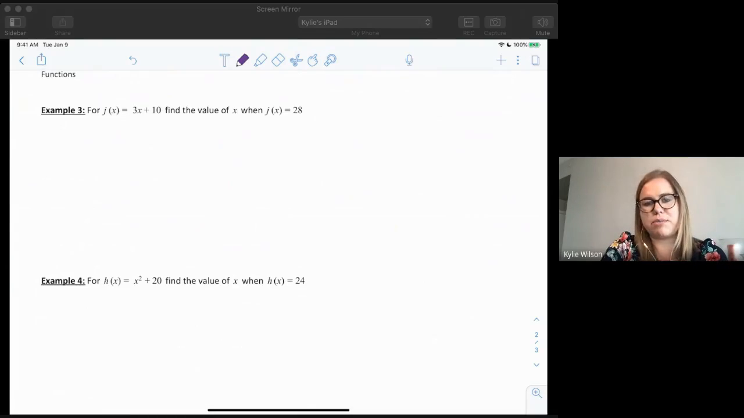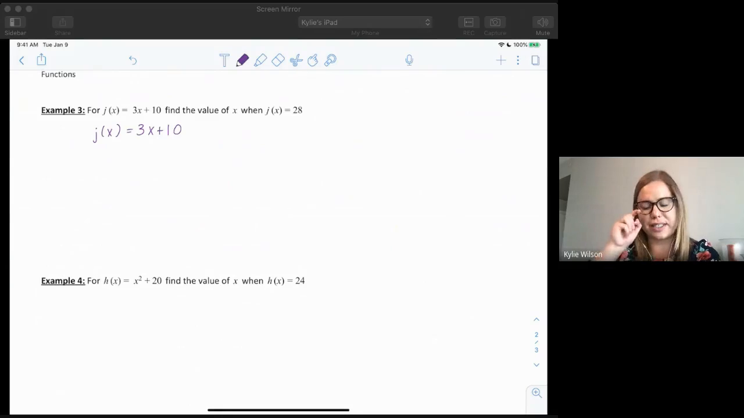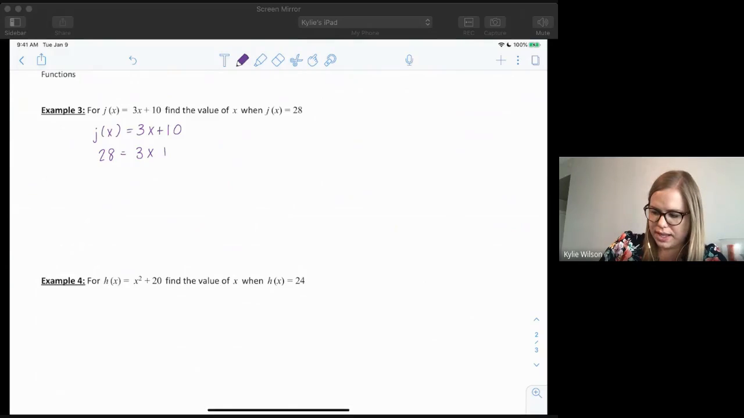So this is just like before, if I would have given you a y value and you need to find x. So we have j at x equals 3x plus 10. And we want to find the value of x when j at x is 28. So now, instead of writing j at x, I'm going to write 28. And now I'm just going to simplify to find x. So we want to isolate x. So we start by moving over things that are not touching x. So that 10 has to get moved over.